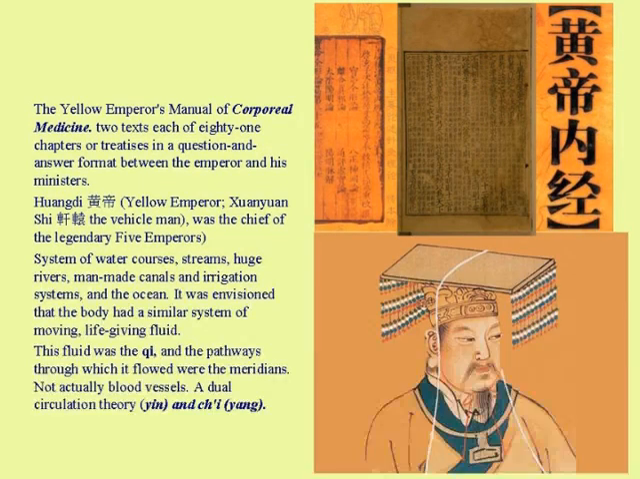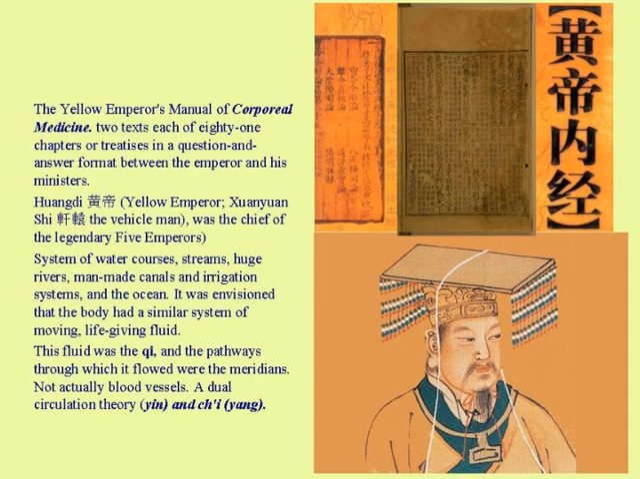Huang Di is the Yellow Emperor. He was also called Xuan Yuan, which means the vehicle man, because he was believed to have brought the wheeled cart to ancient China. And he's one of the five legendary emperors, and he was the head one.